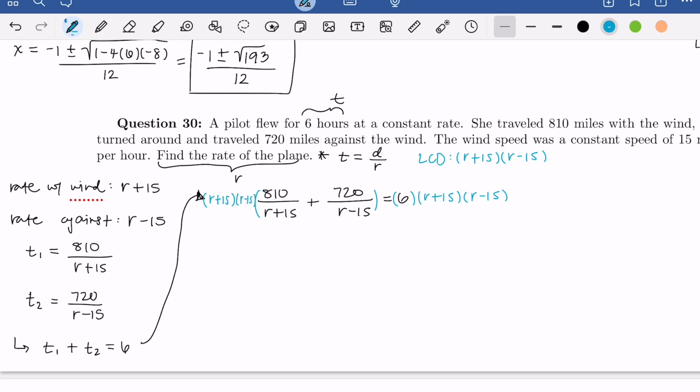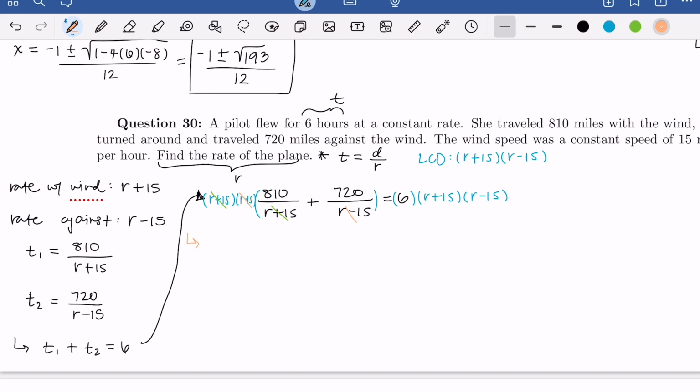All right, so doing that, let's color code some stuff. Multiplying the LCD by this first term here, since we have an r plus 15 in the denominator, it's going to cancel with this term of our LCD. So these guys are going to cancel. And then by the same logic here, when we multiply this LCD by this second term, since we have an r minus 15 in our denominator, it's going to cancel with this term of our LCD. So just a color code to show what's canceling with what here.